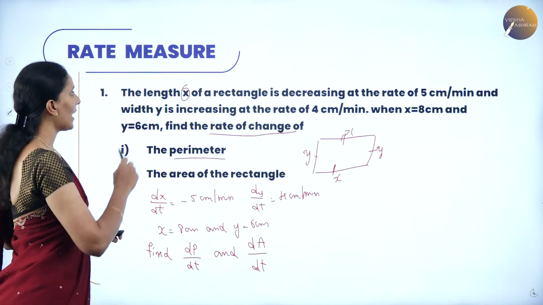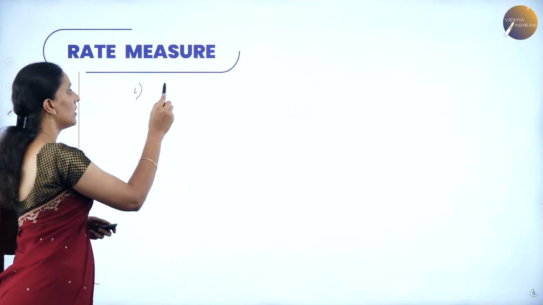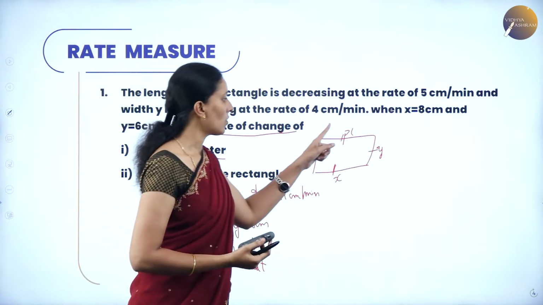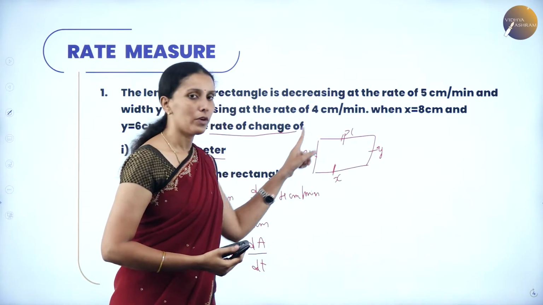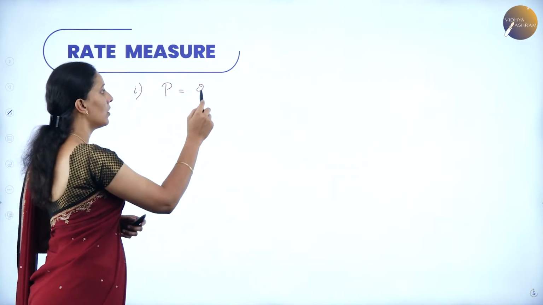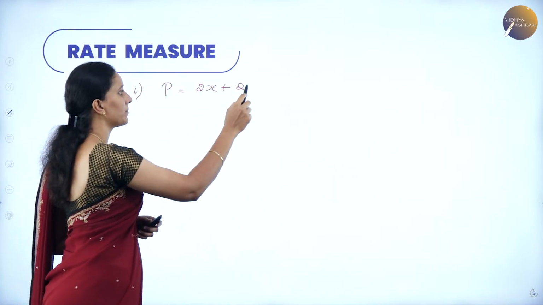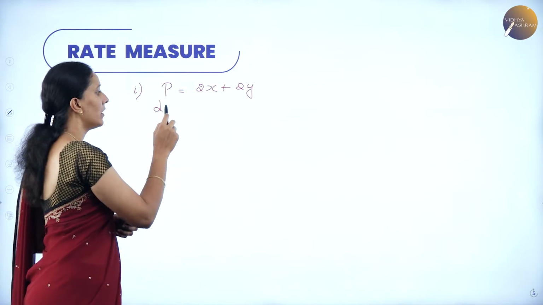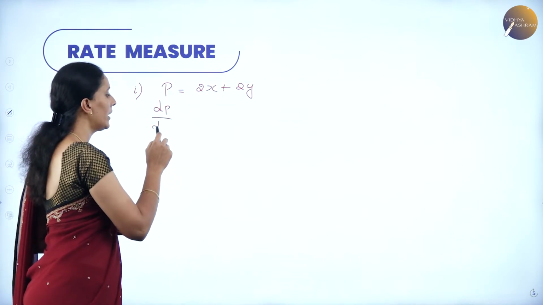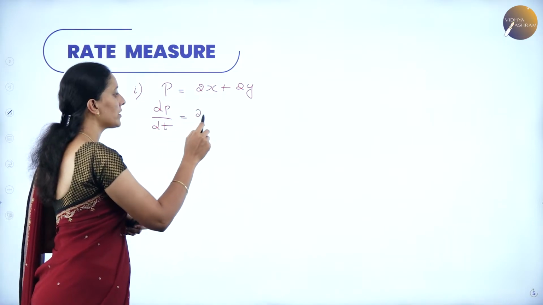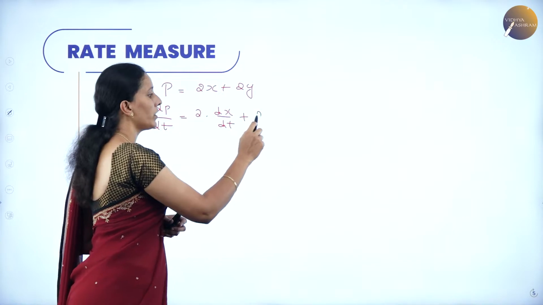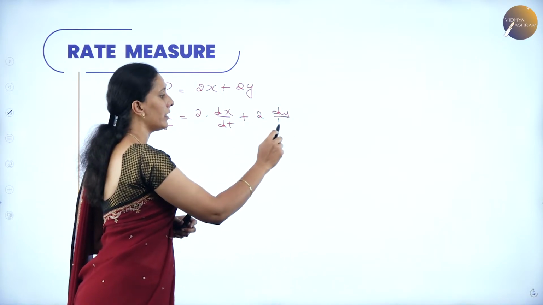First we will calculate the perimeter. The perimeter of a rectangle is nothing but adding all the sides. So x plus y plus x plus y, that is 2x plus 2y, will be the perimeter. Here let us differentiate it with respect to t. So dP by dt is 2, a constant, times dx by dt, plus again 2, a constant, times dy by dt.